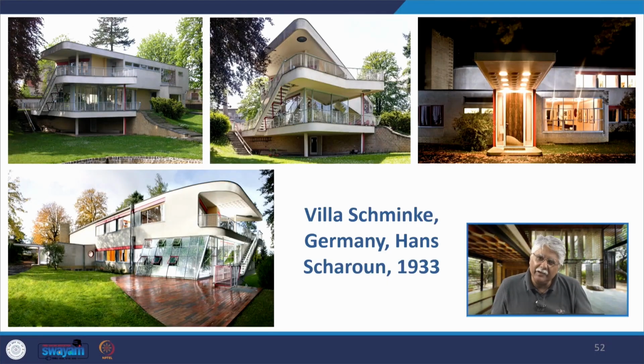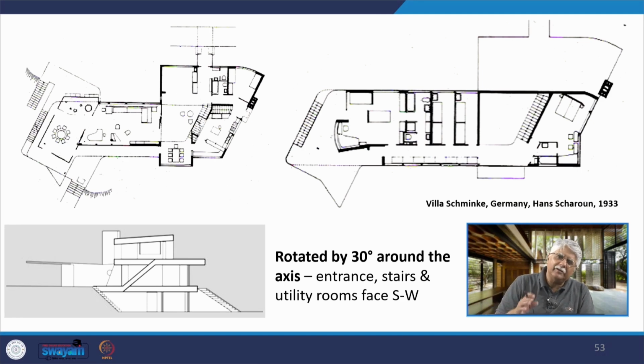Then we have the Villa Schminke in Germany by Hans Scharoun. These are some of the examples that I have not talked with you about earlier, but they are a part of the international movement. So here the house was rotated by 30 degrees around the axis. The entrance, stairs and utilities are facing towards the southwest side.